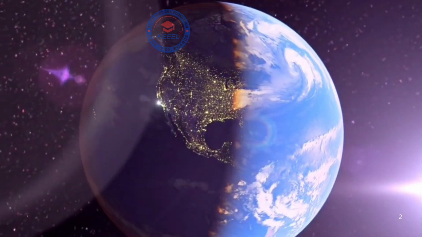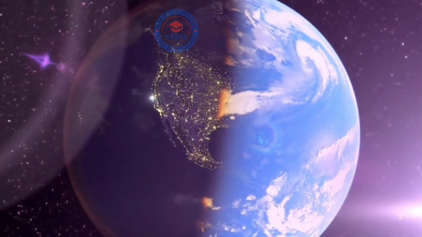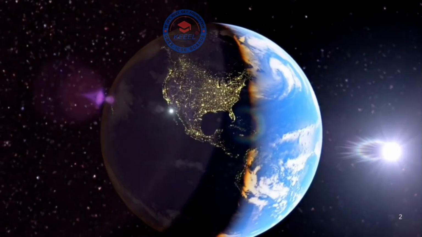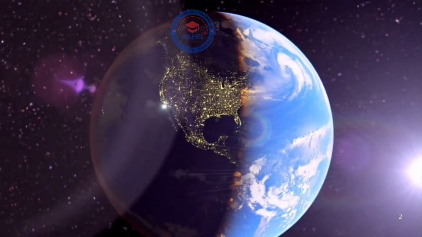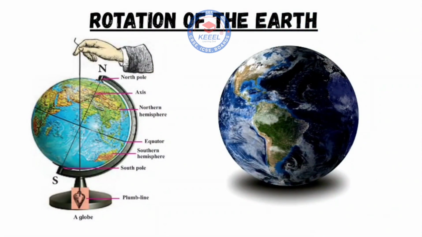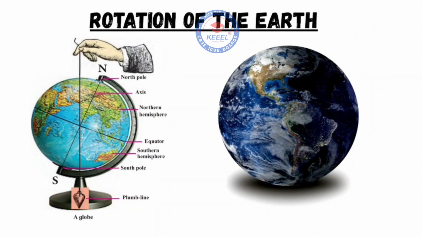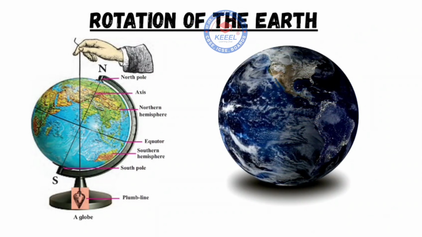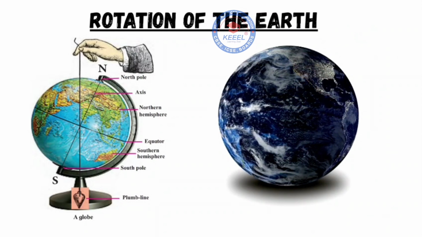Do you know that the Earth is always moving, even though we can't feel it? Let's begin with the two types of motions of the Earth. 1. Rotation of the Earth. First, let's talk about rotation. Take a top and spin it. It rotates around itself, right?